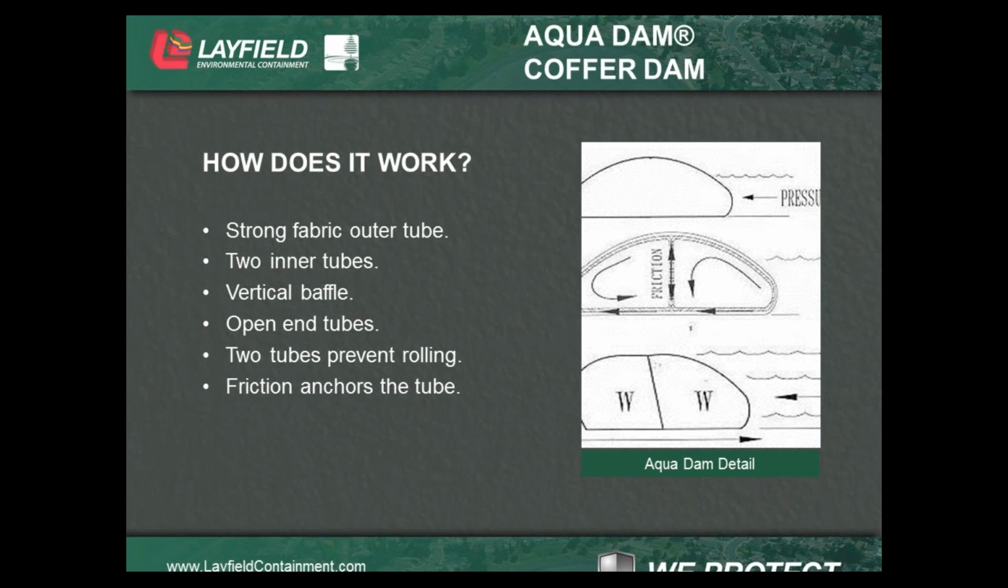Within the Aqua Dam itself, there's a vertical baffle, and it will lock in place as water levels increase on the one side of the Aqua Dam. In addition to that, the two tubes inside create friction to prevent rolling. If you've ever taken a couple of truck tires and put them side by side or end to end and tried to roll them, the actual friction of those tires on themselves prevents the rolling of those tires. So the Aqua Dam functions in a very similar fashion. In addition to that, the friction helps to anchor the tube in place.